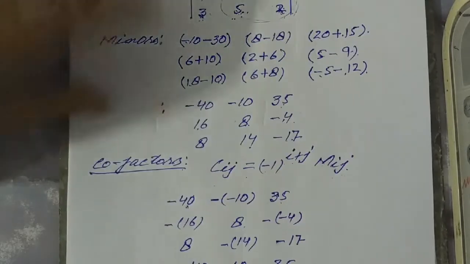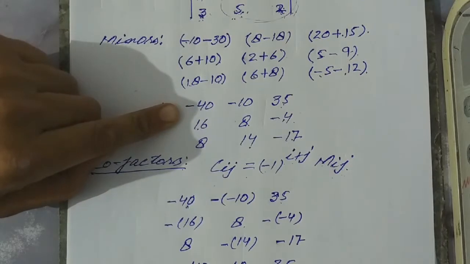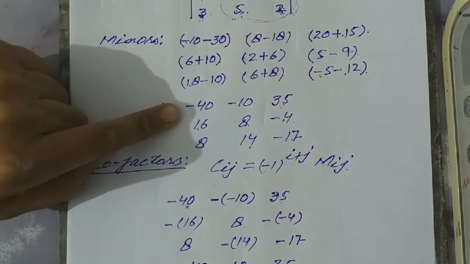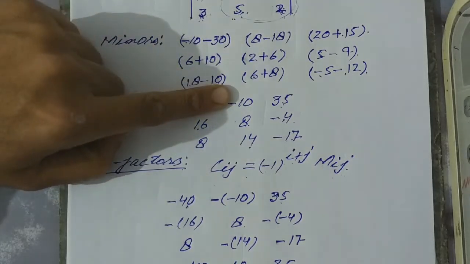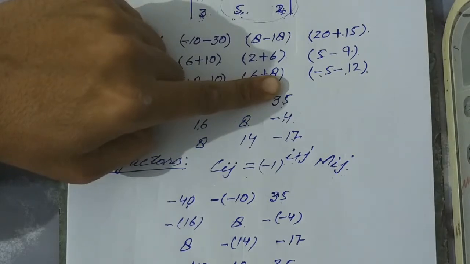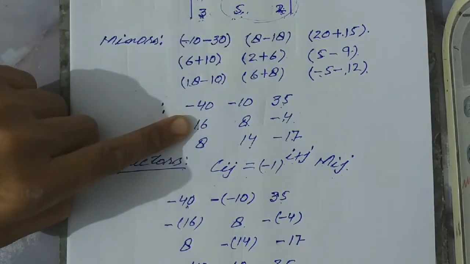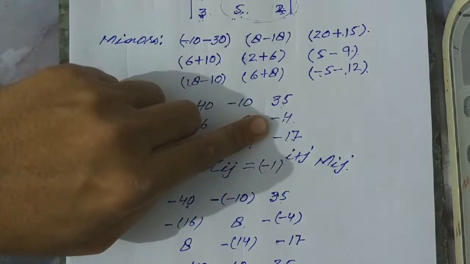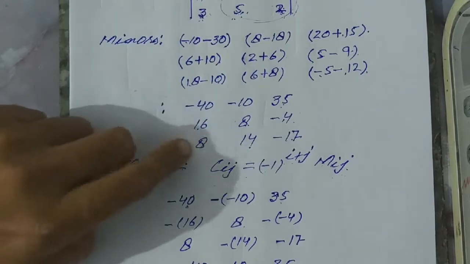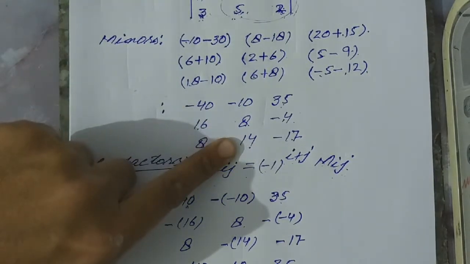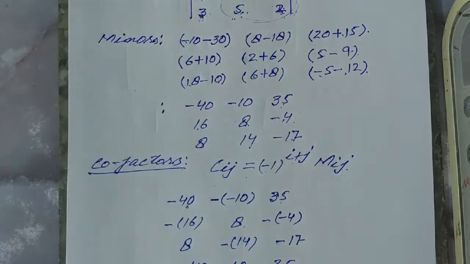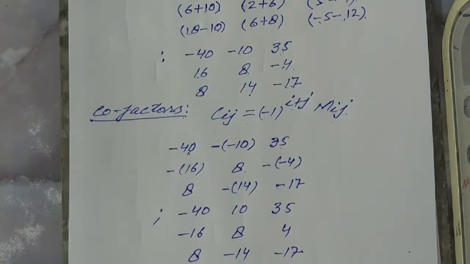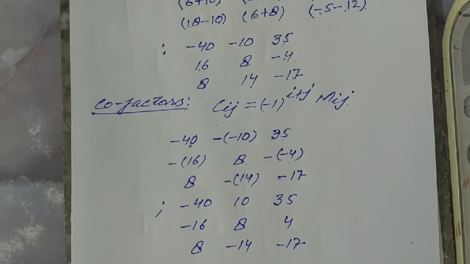So if we observe the minors, first element is as it is, minor and cofactor are same. Next element is changed by sign, third element is taken as it is, and the next element is changed by the sign, next element is taken as it is, and the next element is changed by sign, next element as it is, next to this element is changed by sign, and the next element as it is. So in this way we may write the cofactors of elements of a determinant easily.